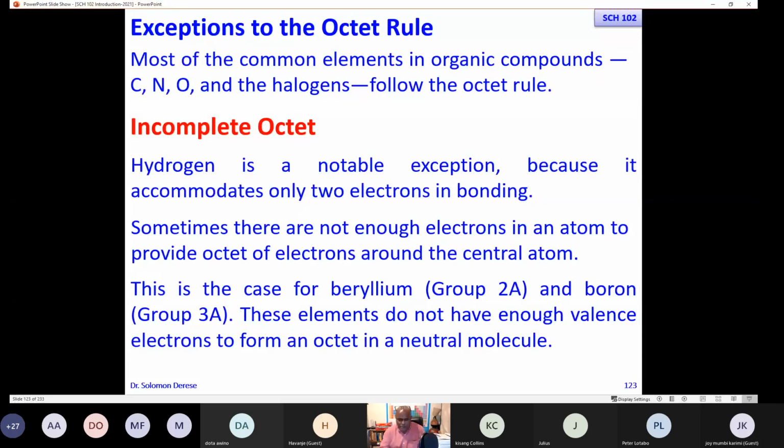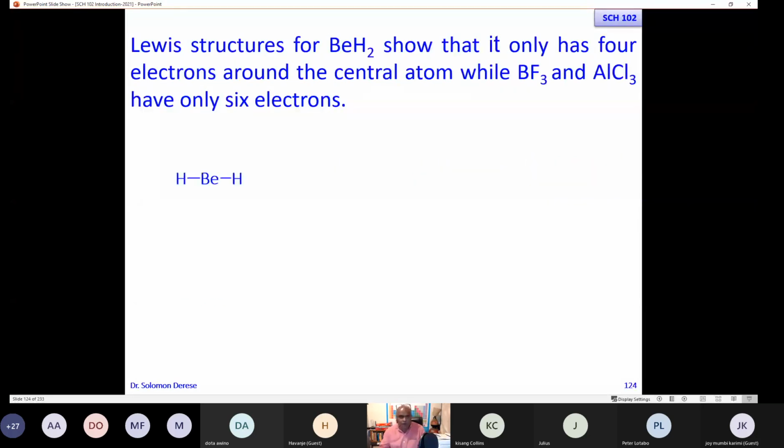For example, let me just give you an example of beryllium, okay? Beryllium forms a chemical bond with hydrogen. This chemical compound is called BeH2, okay? Beryllium forming 2 bonds with hydrogen. This is a stable compound, a known compound.